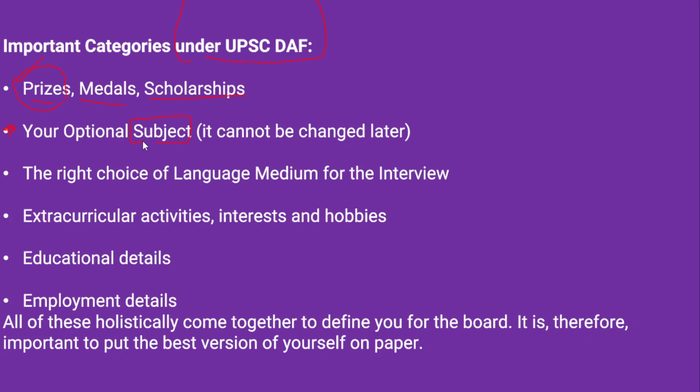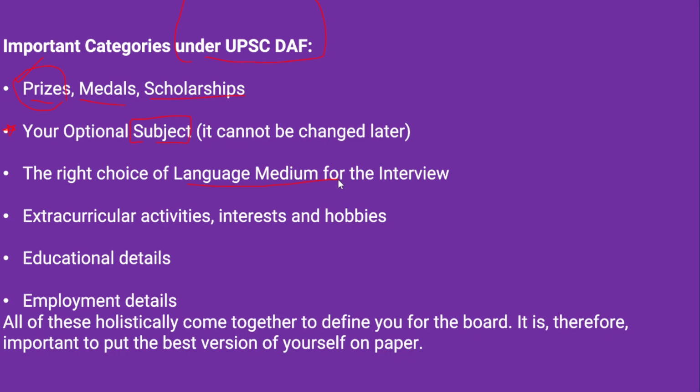So when you are able to answer the questions which are asked by the board members, then there's a probability that you will get good marks. And after that, the right choice: you will get the opportunity to choose either English or your regional language. If it is a regional language, there will be a translator who will translate what you have said to the board members. So there's no problem about that.